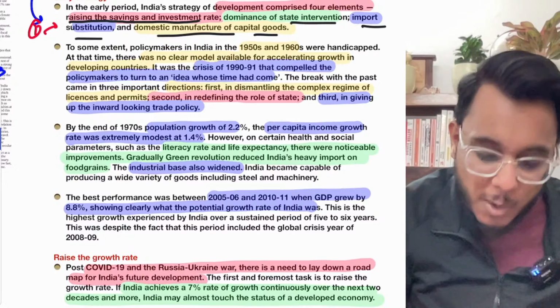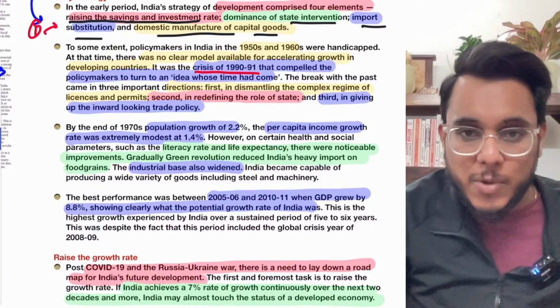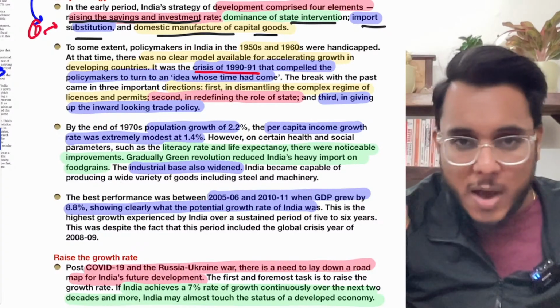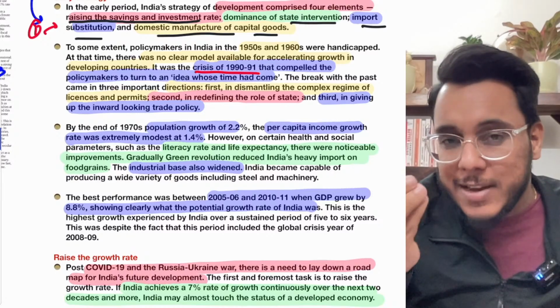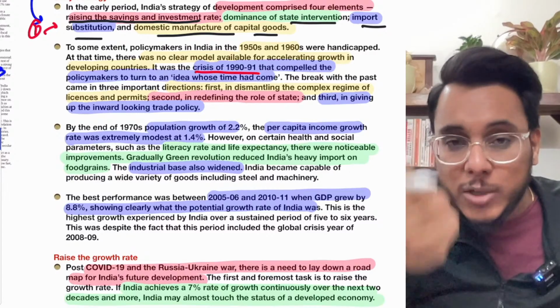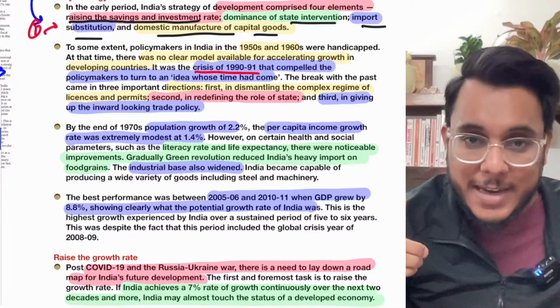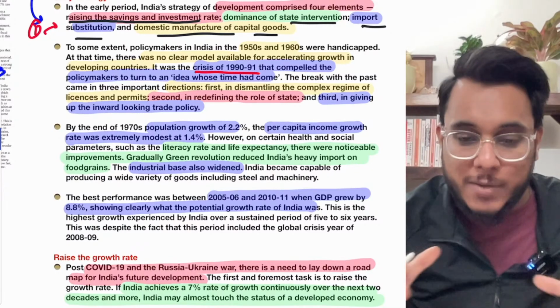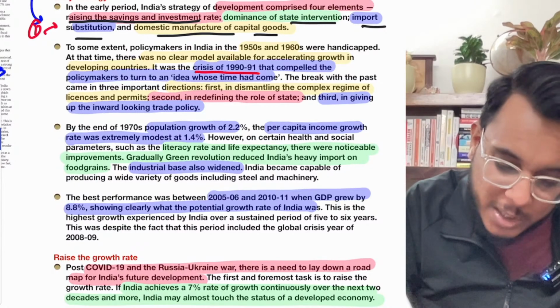But why did the LPG reform come? LPG reform came because of the crisis of 1990-1991. You know already, if you have read the basic economy, that 1991 was the year when India was facing the balance of payment crisis. We did not have money to pay for the imports that we had made. And at that point of time, under the compulsion of the IMF, we opened up our economy. We came with the LPG reforms. And after that, what happened?